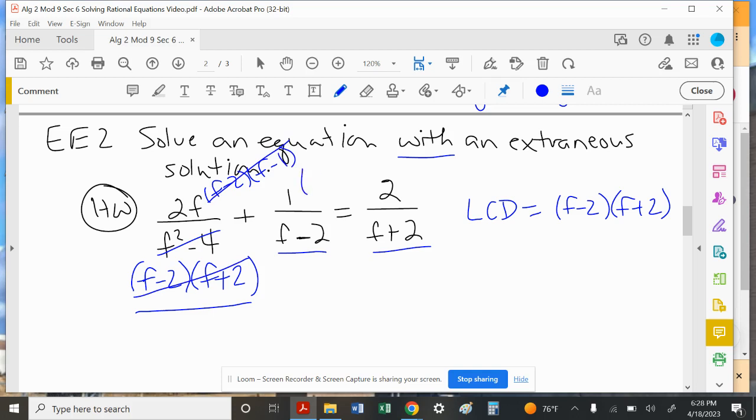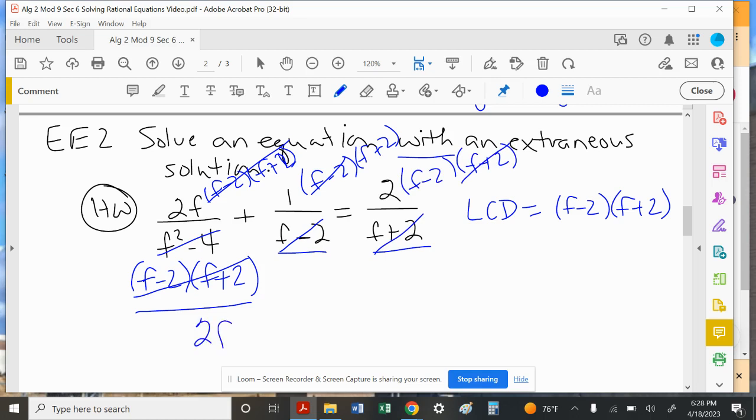We have f minus 2 and f plus 2. So the f minus 2's cancel, but the f plus 2 stays there. And then I have f minus 2 times f plus 2. And this time the f plus 2's cancel. So notice all my denominators disappear.